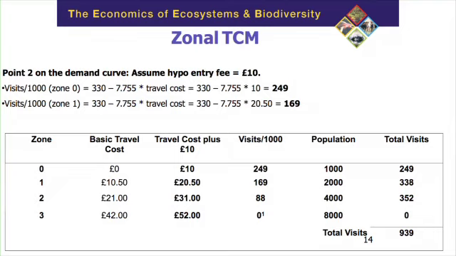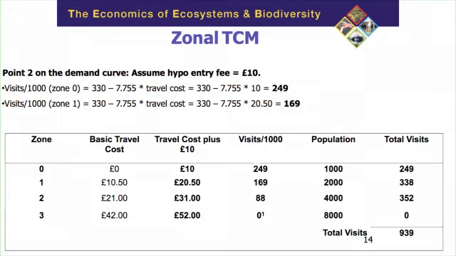Then for zone 1, the original travel cost was £10, so that's how much you're actually spending. If we add this hypothetical £10, it makes it £20. And we take it through the trip generation function, and that gives 169 visits per 1,000 people. So what we're estimating is visits per 1,000. So that's 169. In this case, it's 2,000 people, so we'll multiply that by 2, and that gives us our 338.